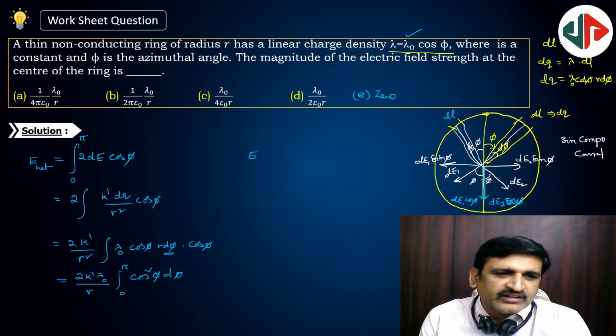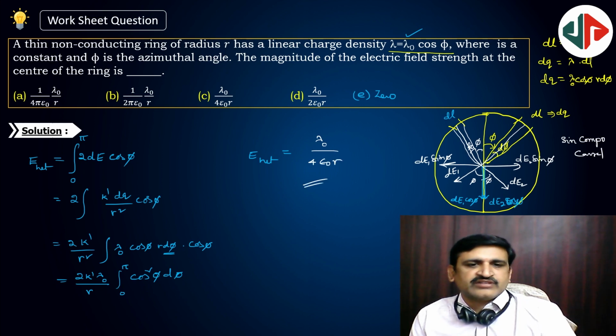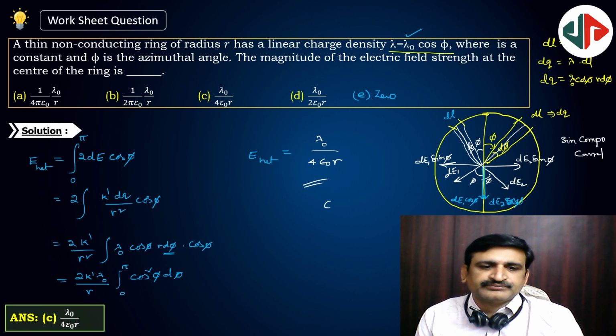I'll write E net is equal to, after this, lambda naught by 4 epsilon naught r. So this will be the final expression. Yeah, option C. It's not a simple question, somewhat bigger. Think big.